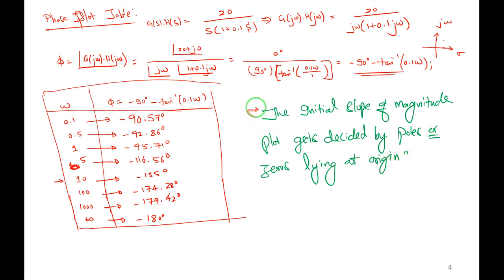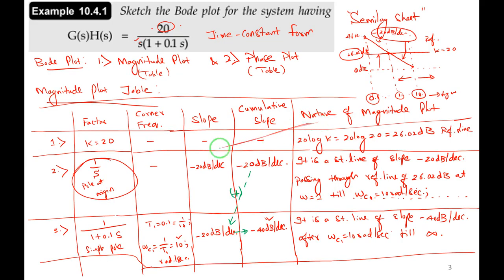Yes, this is very important. The initial slope of the magnitude plot gets decided by the poles or zeros lying at the origin. This is very important, right? So you'll understand this. Here there is only one pole lying at the origin, so the initial slope of the line should be minus 20 dB per decade.